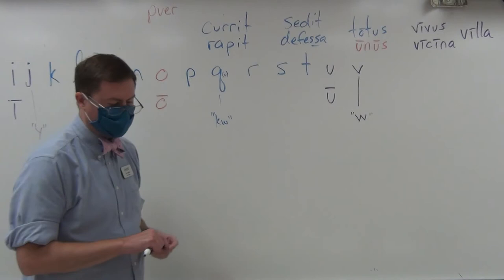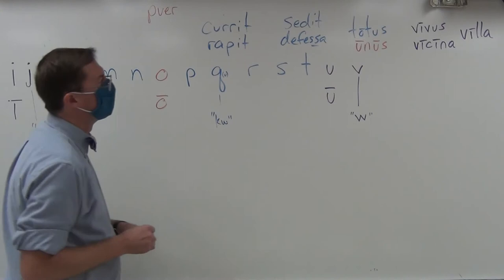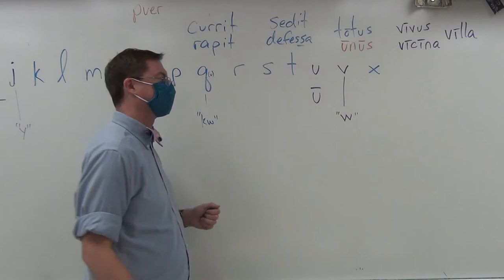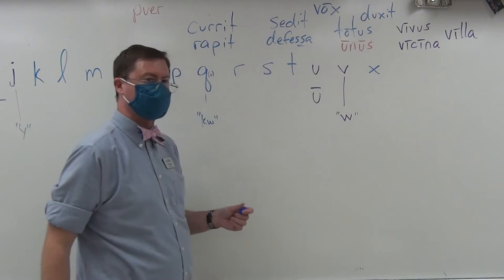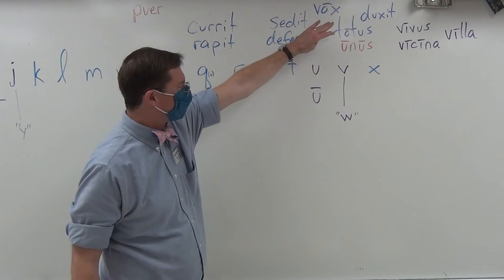The next letter I need to get, of course, my marker, is the letter X. It has the "ks" sound. So for example, this word, "dukesit." Here's another one, "woks." Remember the "wa" sound. So the "ks" sound, I suppose I'll make a note of it there.